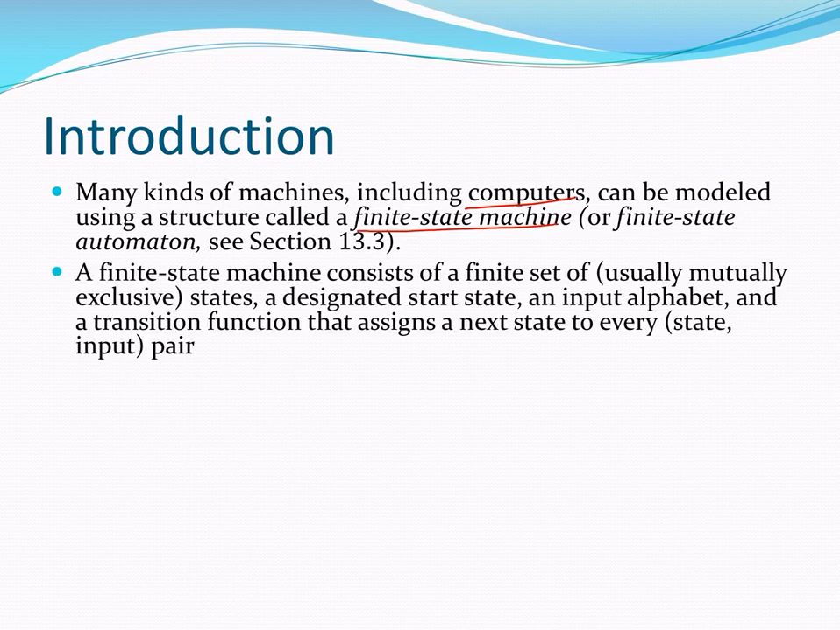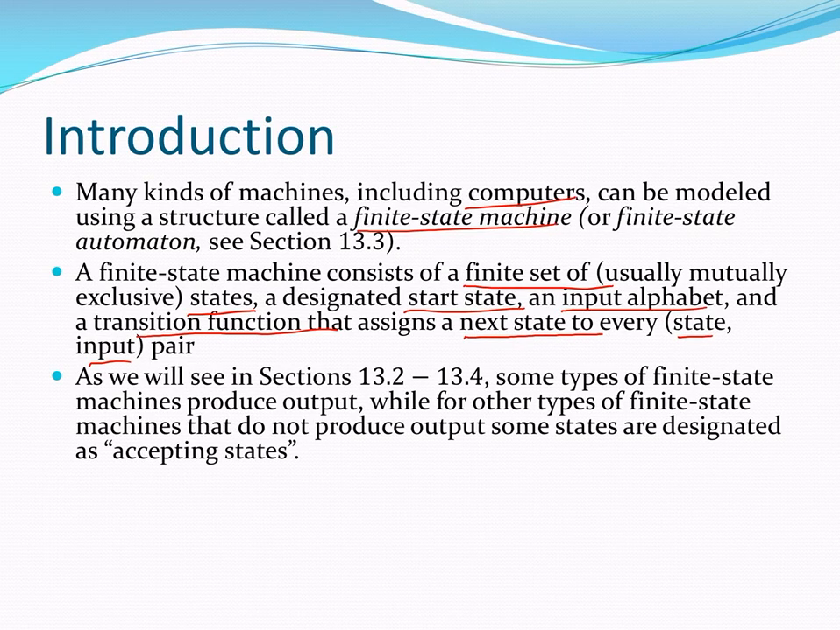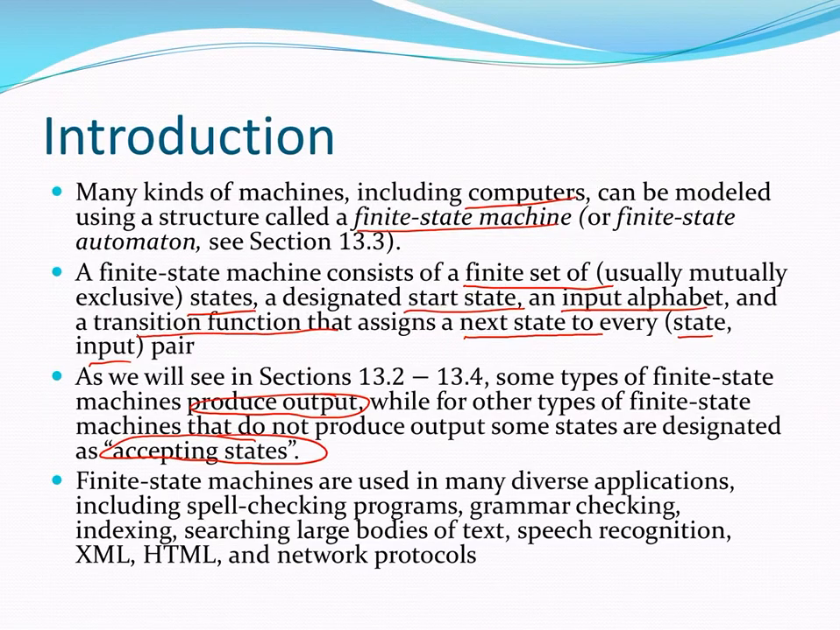The way that they work is that they have a finite set of states, usually mutually exclusive, a designated starting state, and some kind of input alphabet. Then we need a transition function that assigns a next state to every state and input pair. Some types of finite state machines will produce outputs, so we would also need an output function. Others don't produce output, but perform their function by going to certain states called accepting states.